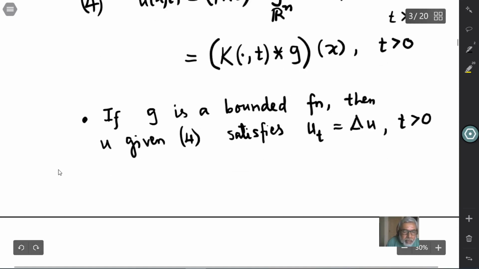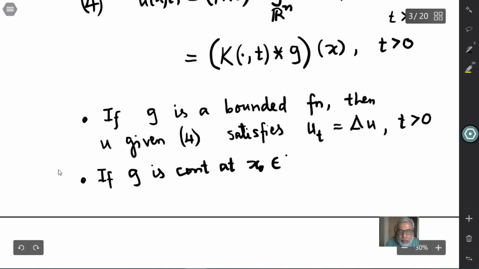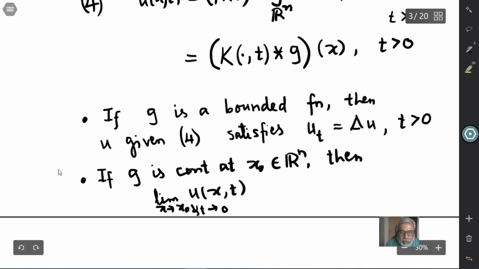And again, as in the one-dimensional case, if g is continuous at x naught in Rn, then the limit of u of x, t as x tends to x naught and t tending to 0 is equal to g of x naught.